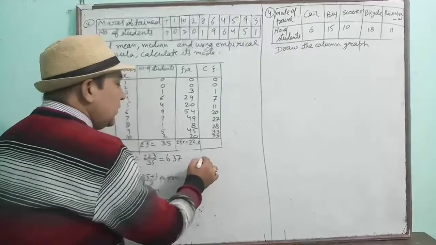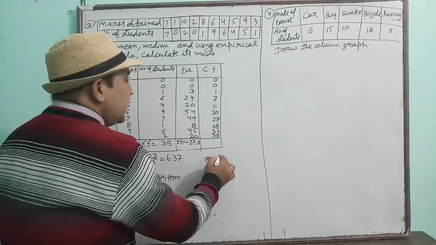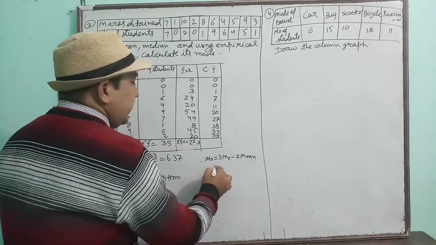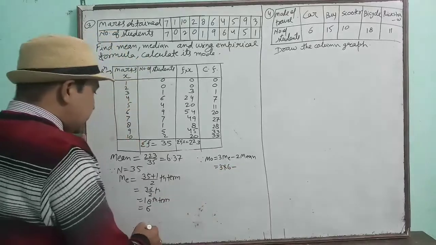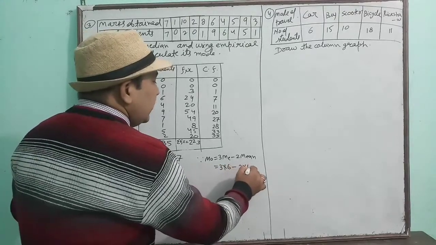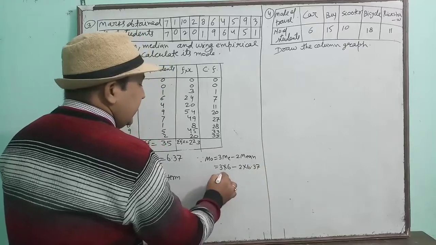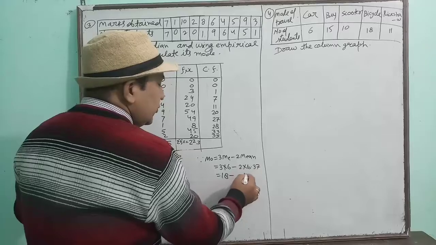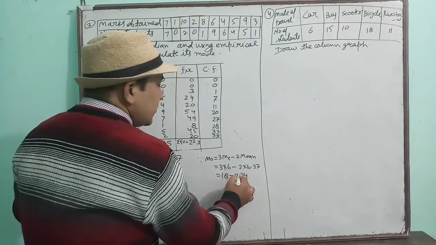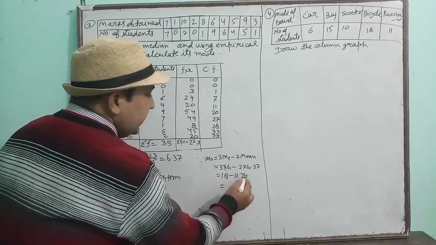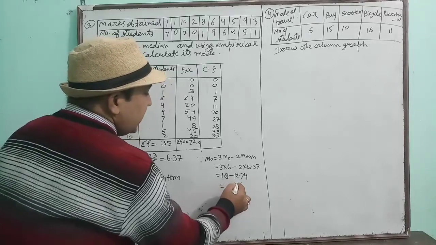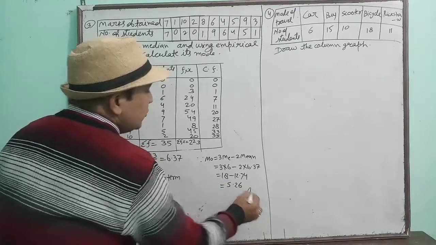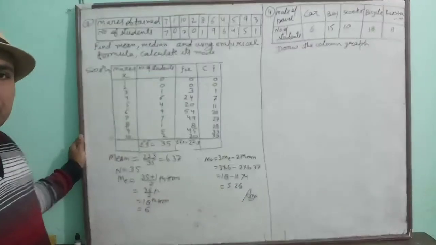Now what will be the mode? Mode is equal to 3 times median minus 2 times mean. So 3 into 6 minus 2 into 6.37. That means 18 minus 2 into 7, 14. 2, 3, 6, 1, 7. 2 into 6, 12. Now by subtracting it, 10 minus 4 is 6. 9 minus 7 is 2. 7 minus 2 is 5. 5.26 is the mode of this data.